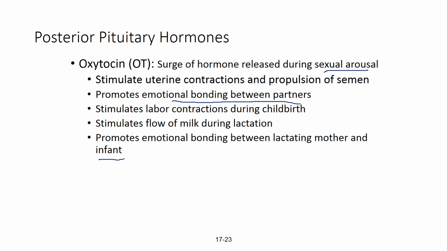It also stimulates labor contractions during childbirth. And it stimulates the flow of milk. So remember, prolactin is involved with the production of milk, but it's oxytocin that stimulates what we call milk letdown, and that's when a little baby is hungry and wants to be fed, and either hearing the cry of the baby or the baby suckling will stimulate the nerve endings, and oxytocin will be released from the pituitary, and that will cause milk to flow for breastfeeding.